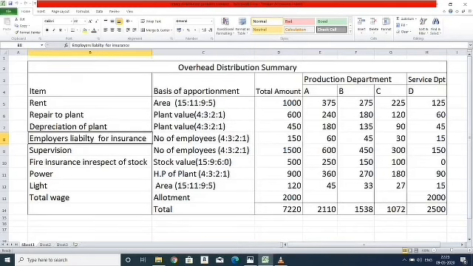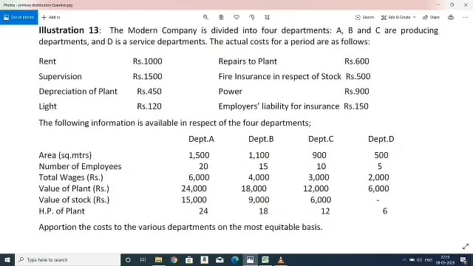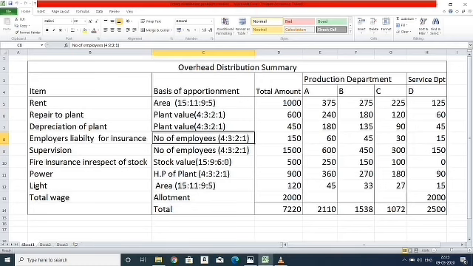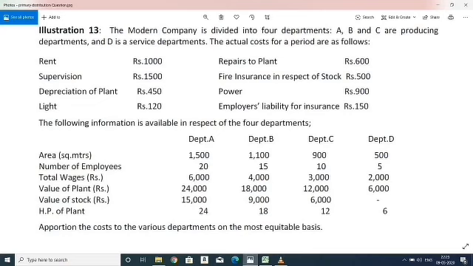Then employer's liability for insurance. The basis of apportionment is number of employees. Number of employees 20, 15, 10 and 5. All these figures divided by 5. Then we get 4, 3, 2 and 1. That's our basis of apportionment. Then supervision. Supervision basis of apportionment is number of employees. We divide all these by 5. We get 4, 3, 2 and 1.